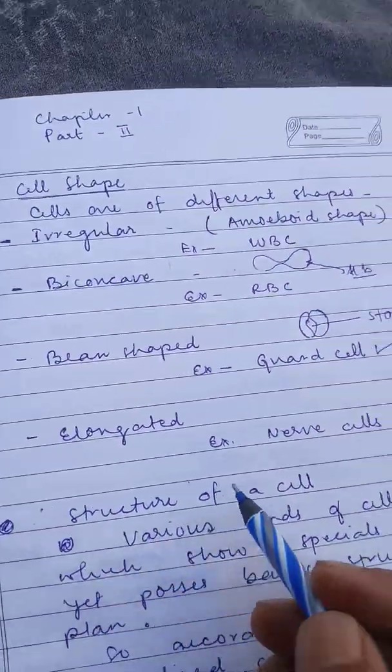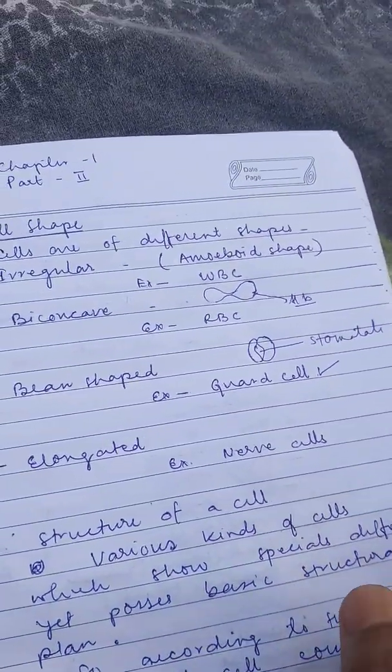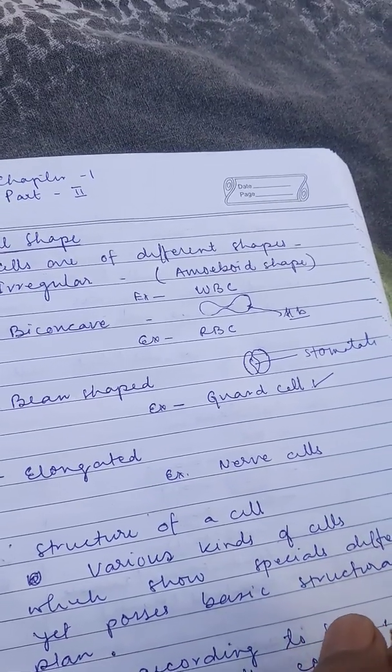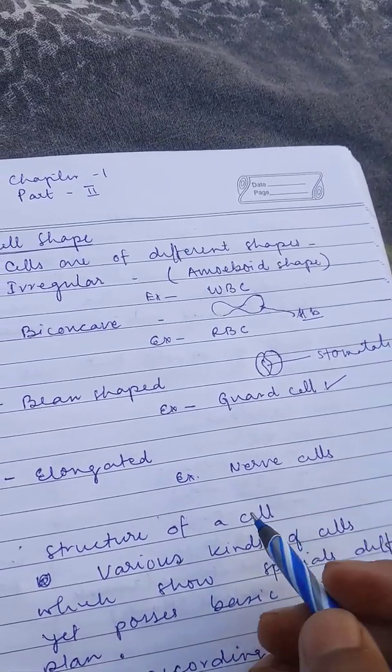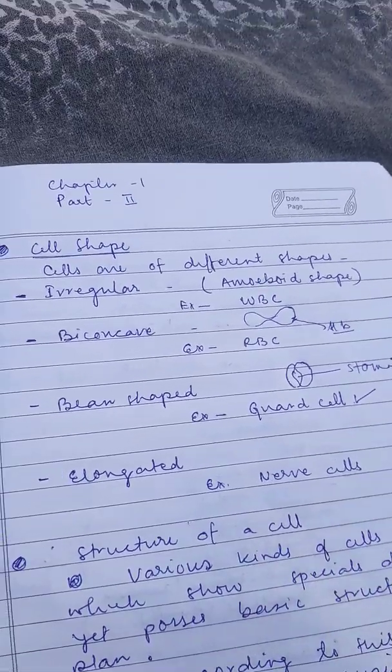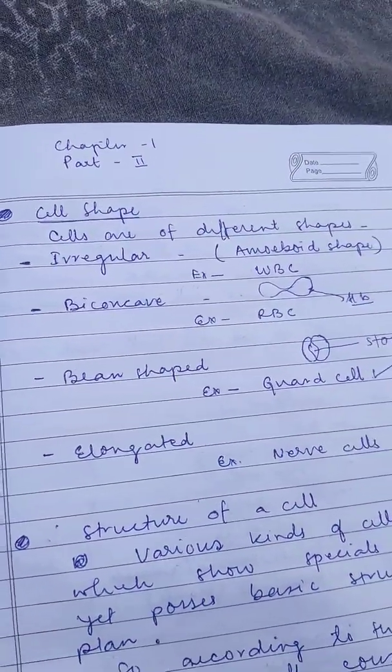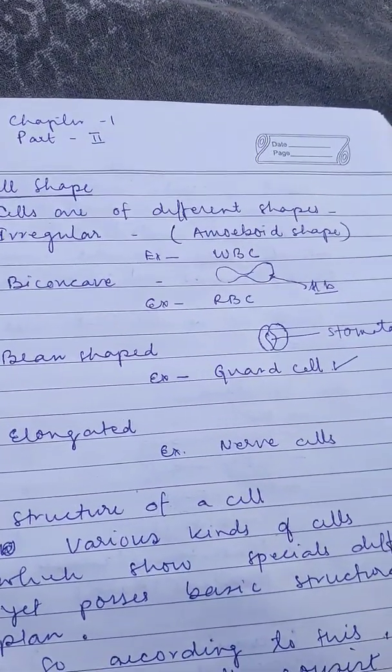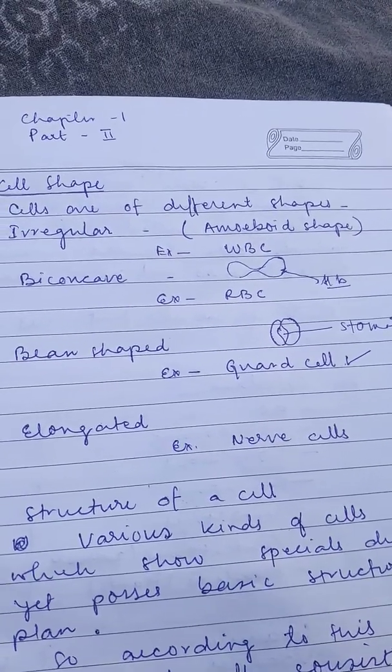Fourth, elongated, for example the nerve cell. Nerve cells are the example of the longest cell, and these help in the transmission of impulses from the brain to the body parts, as well as from body parts to the brain.